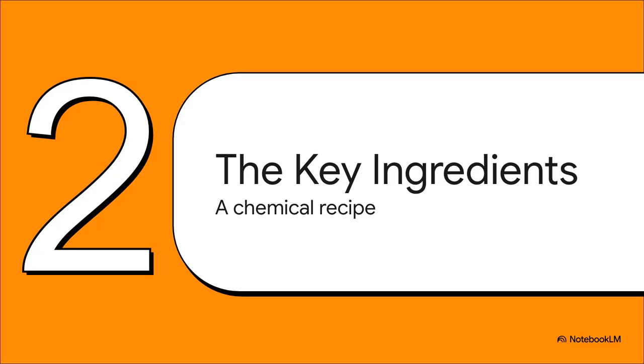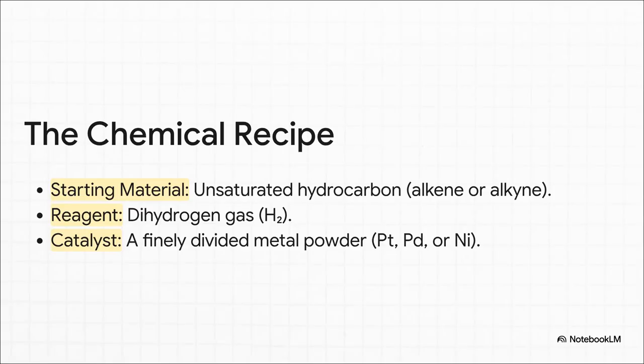So, if we think of this whole thing as a recipe, what are the key ingredients we need to get started? Turns out, you only need three main things to make this transformation happen. So here's our chemical recipe. First, you need a starting material, an unsaturated hydrocarbon. Now in chemistry, unsaturated is just a fancy way of saying a molecule has some double or triple bonds. Think of those bonds like empty parking spots, just waiting for something to pull in. Second, our main ingredient, that dihydrogen gas we just talked about. And third, our special metal catalyst to get the whole party started.